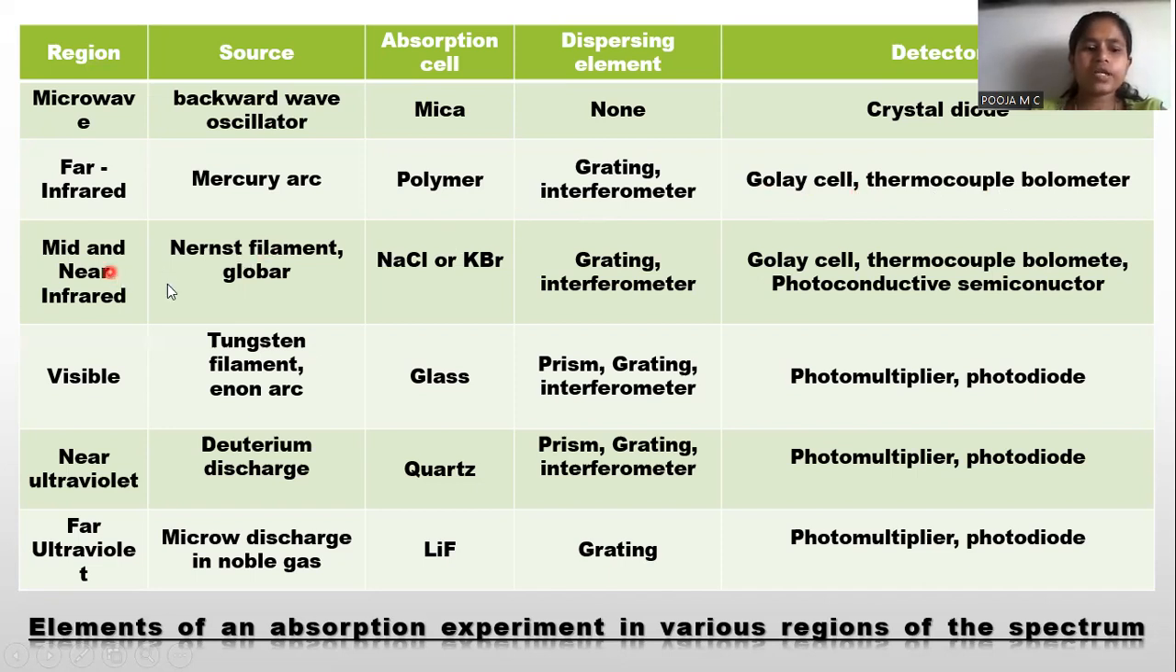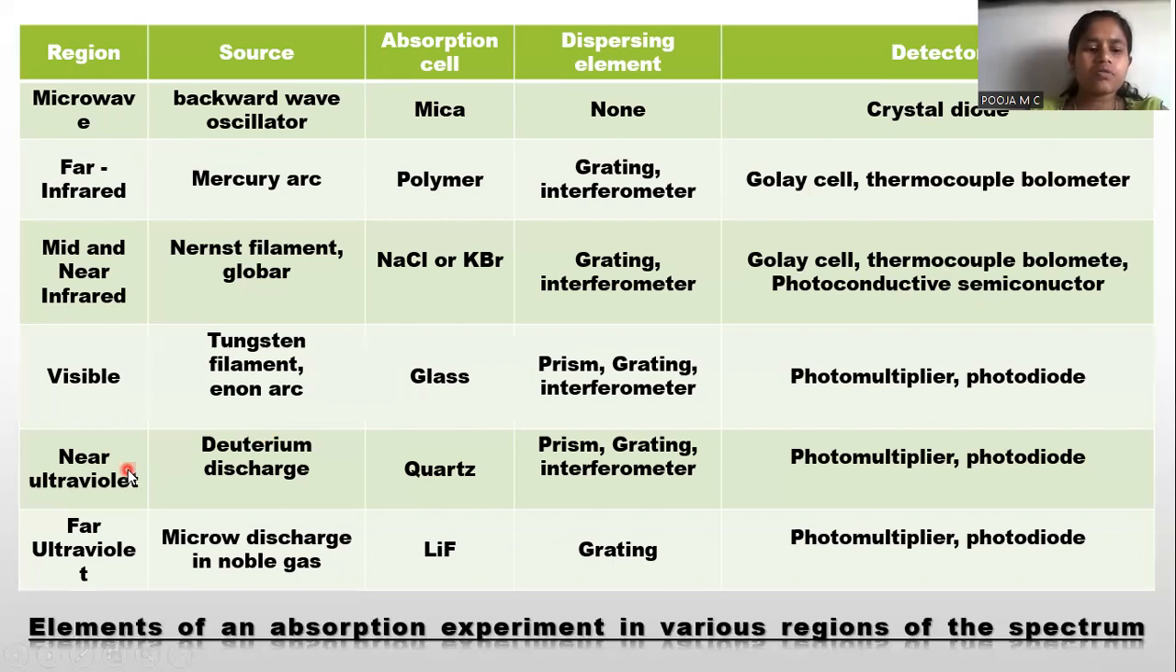Next, the mid infrared radiation. In that region, we use a Nernst filament or globar as the source, the absorption cell is NaCl or KBr solutions, and the dispersing element is a grating or interferometer. The detectors used are cell, thermocouple, bolometer, photoconductive semiconductors. And next, the visible region. Here, the source used is tungsten filament, the absorption cell is glass, the dispersing elements used are prism, grating, interferometers, and the detectors used are photomultiplier, photodiode.